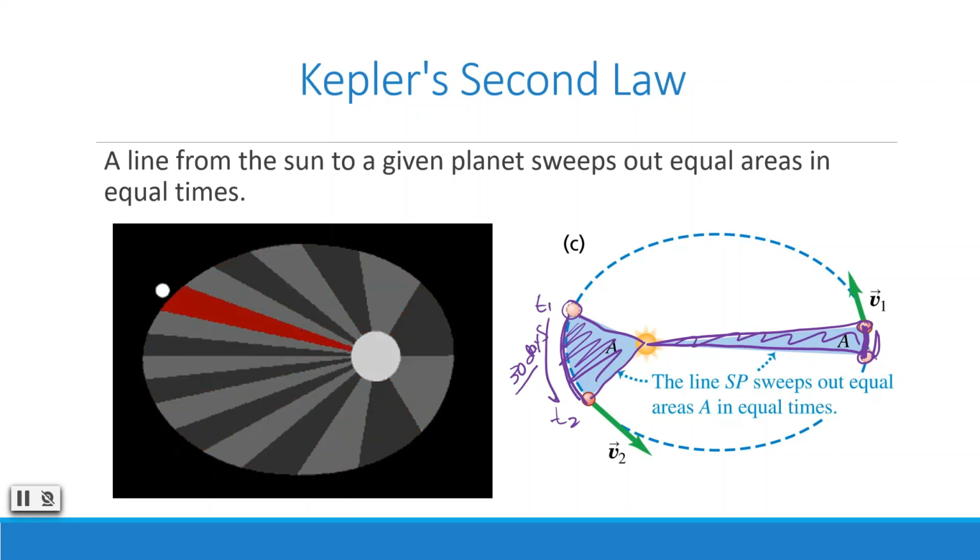This animation is showing that the planet is going to move faster when it's closer to the sun and slower when it's moving further away. But those areas are actually equal. And that's related to the orbital speed. So he was able to figure this out without understanding gravitation and so forth.